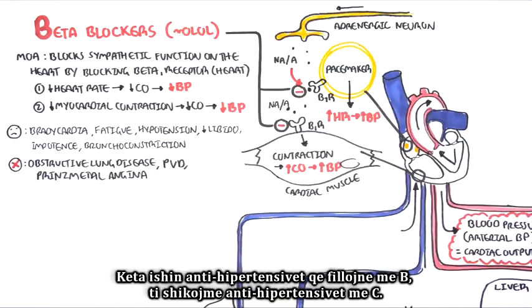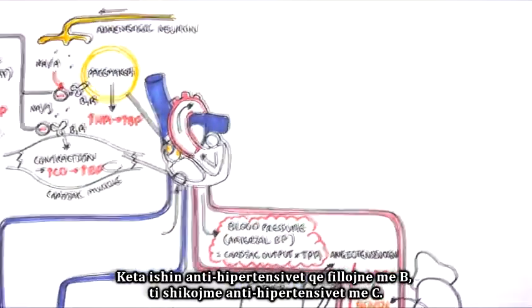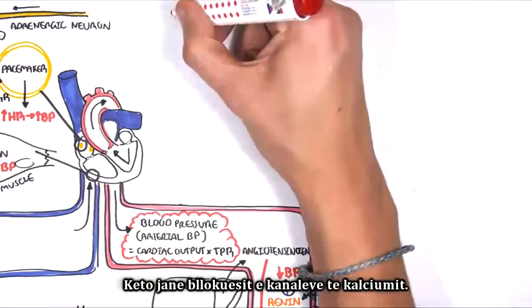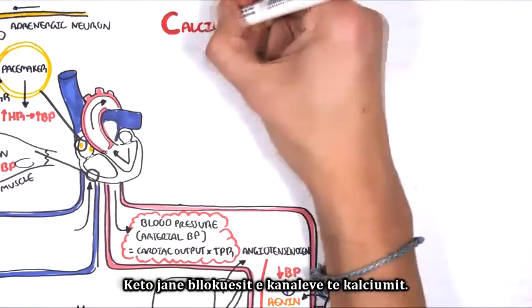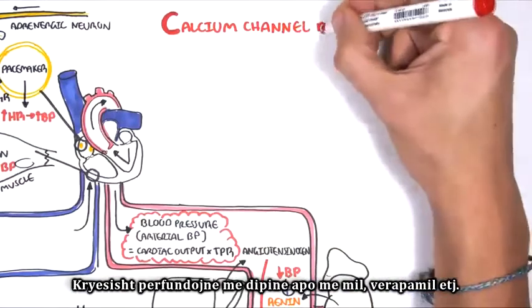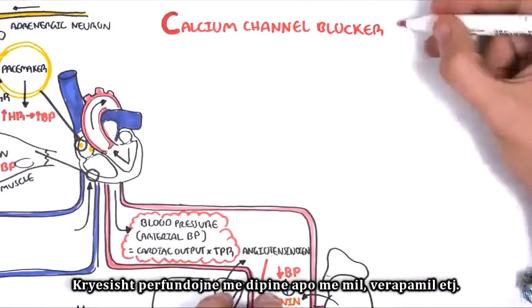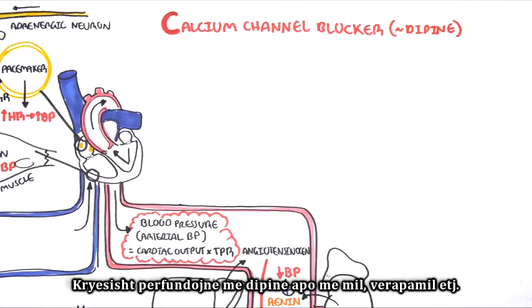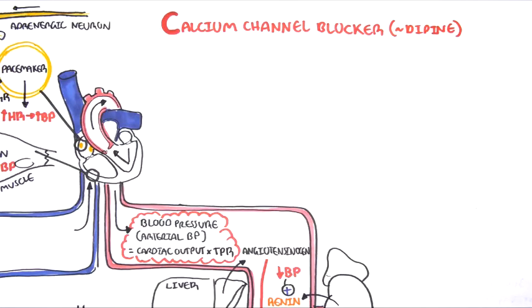So that was the antihypertensives with B. Let's look at C antihypertensives. And the C's are the calcium channel blockers. Most names for calcium channel blockers end in or sound something like dapine or like mil. So for example, verapamil. But these are kind of hard to remember, but hopefully you get the idea.